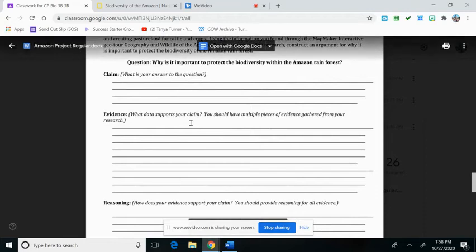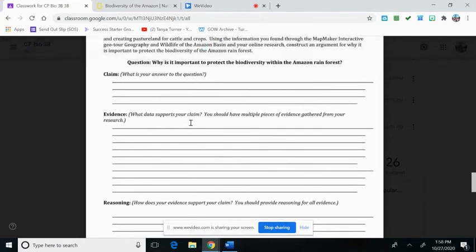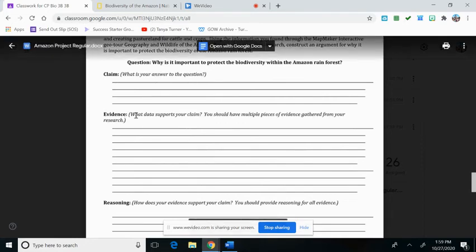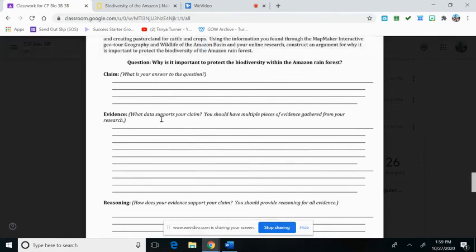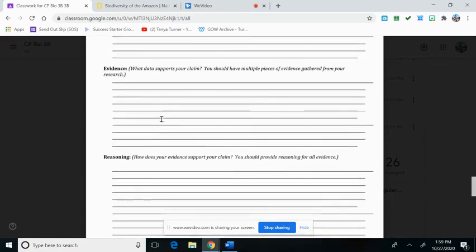Your evidence, maybe you can have percentages on how much land is being taken away each year, each month, each day. You need some data that has shown why it is important, maybe how many species have gone extinct, or how many we need to sustain life in that area. Whatever you found that connects with your plant and your animal, you need some evidence. Make sure you have some data, some numbers, quantitative data.